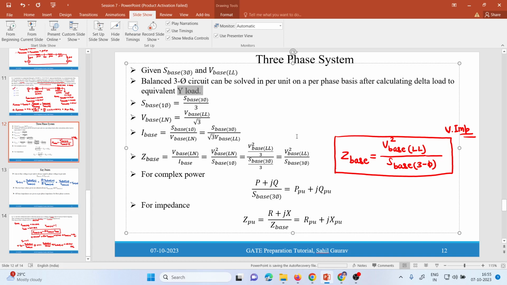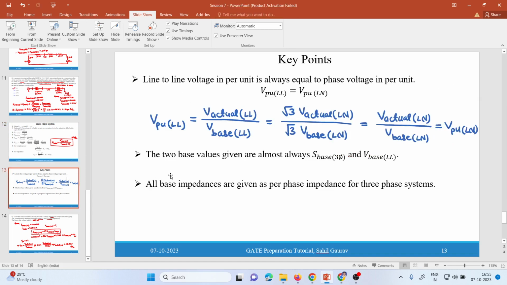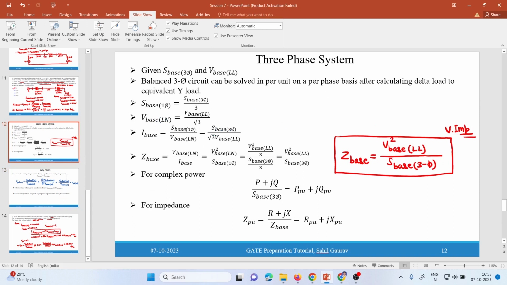So that's why we have considered a star connected system. Generally we take the standard for the star system, so that's why we have expressed all the expressions in this form.